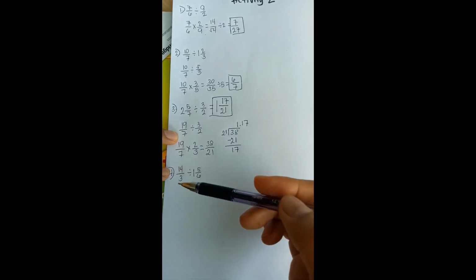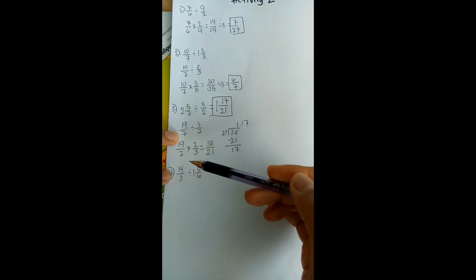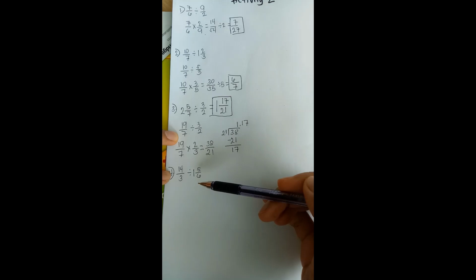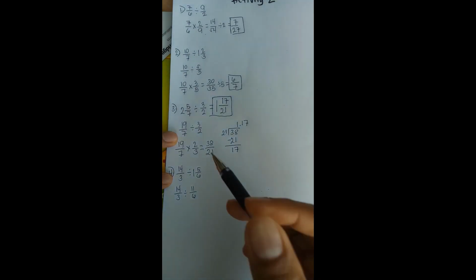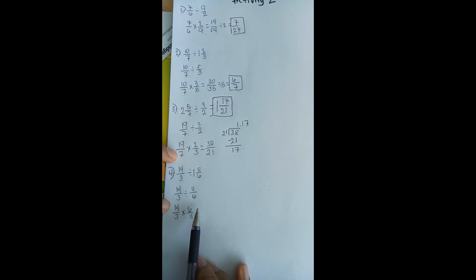Problem number 4, 14/3 divided by 1 5/6. Convert the mixed fraction to an improper fraction. Then flip one of the fractions and change the sign to multiplication. Now multiply numerators and denominators.